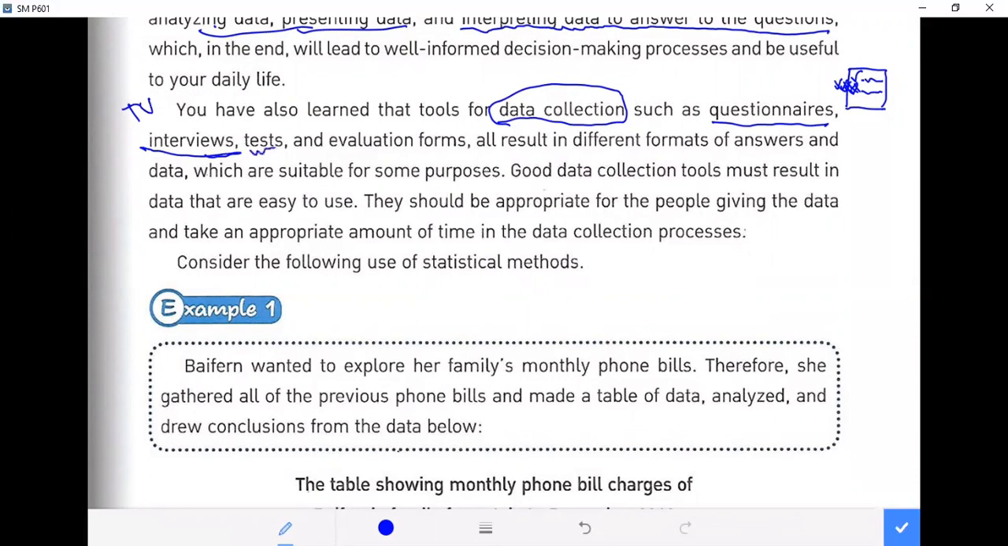This one, test. Like, if I want to know whether you are good or not, I test you with quizzes. I test you with homework. I know I can get the data about you. And then this one is the evaluation form, right?